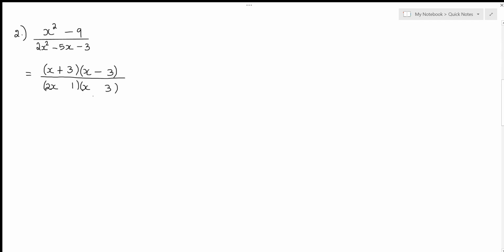Now to test your middle term, you're going to go 2x times 3 would give me 6x. 1 times x would give me 1x. I haven't put in the signs just yet, because I'm going to my middle term, and the answer there should be negative 5x. So if the answer is negative 5x, the negative should go with the bigger number and the positive would go with the smaller number. So here 2x times 3 would give me 6, so we need to put the negative here and the positive there.